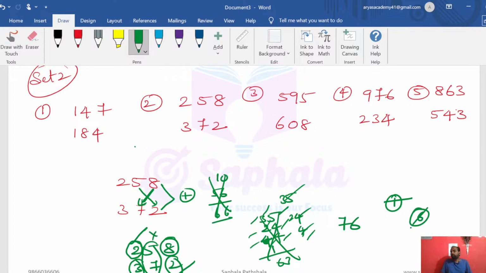So 63 plus 6, how much is it? 69. Again 6 is kept, carried forward. And step number 4, what do we do? You have to multiply these two, cross multiplication and add.